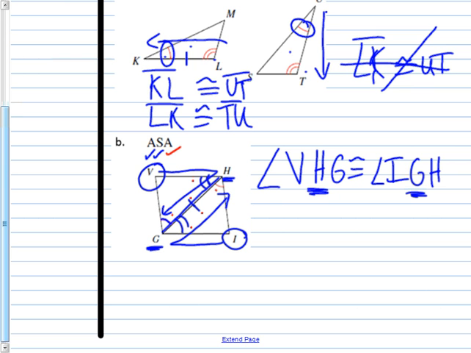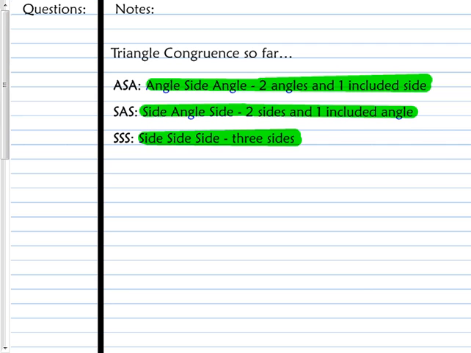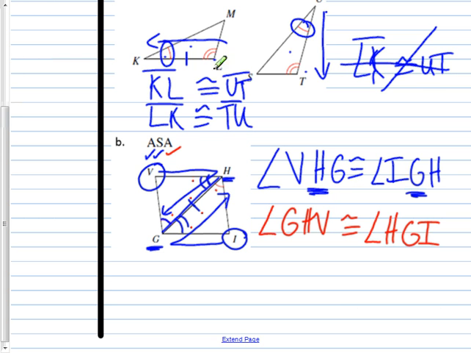What's the other way you could have written these same angles? Sorry about that. My screen switched on me. You could have written it backwards. Instead of VHG, you could have said GHV. Instead of IGH, HGI. They just have to be corresponding to each other.